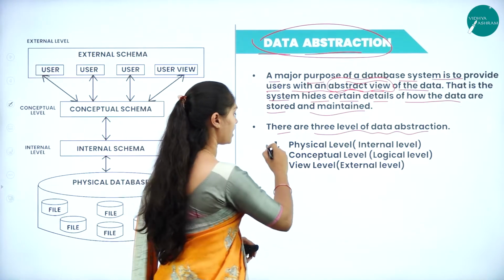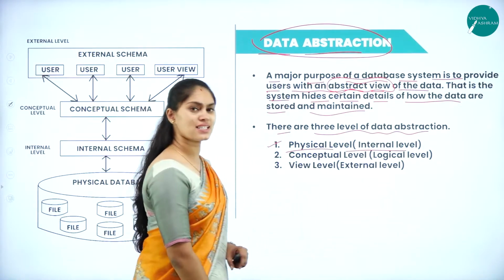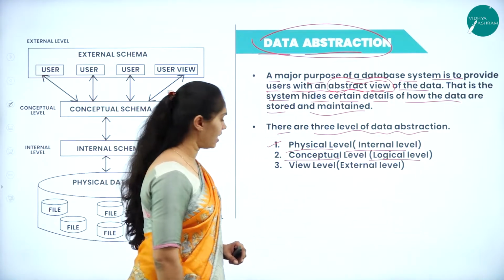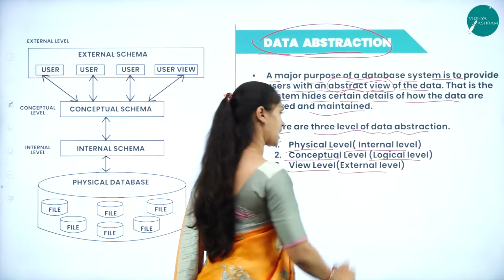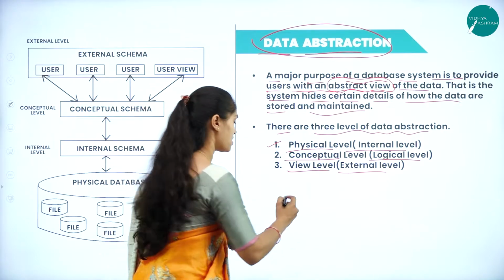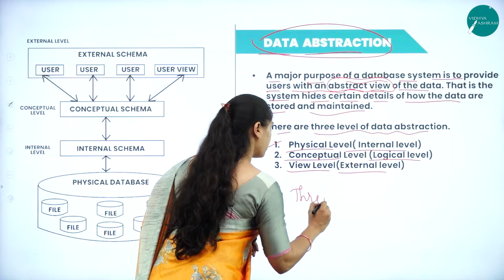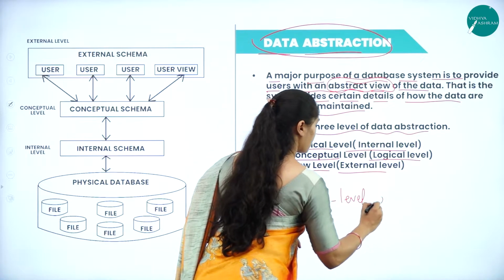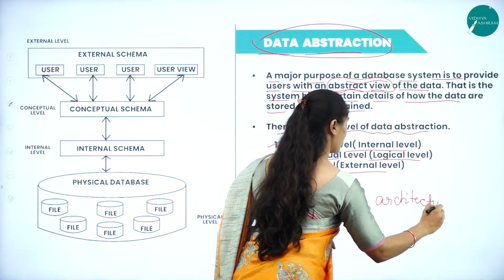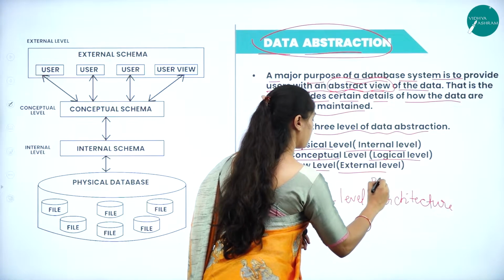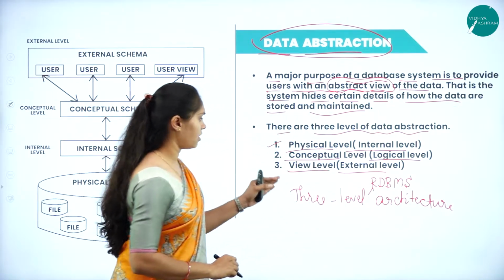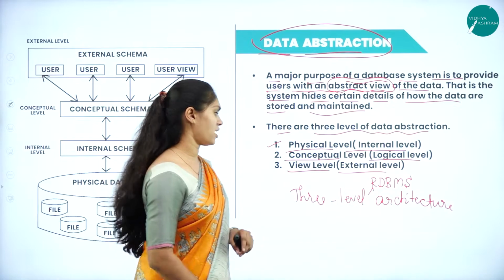What is the first level? That is the physical level, also called the internal level, and we have the conceptual level, also considered the logical level, and we have the view level, that is the external level. So by these 3 levels, this data abstraction is also considered as what? The 3-level architecture of RDBMS, or you can also consider it the 3-level RDBMS architecture. Okay, because it has 3 levels: physical level, conceptual level, and view level.